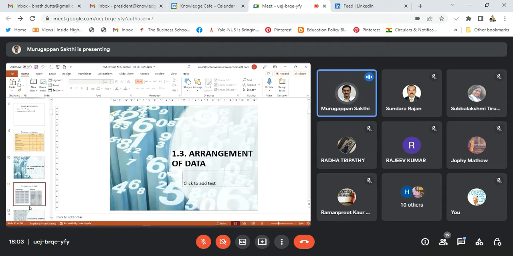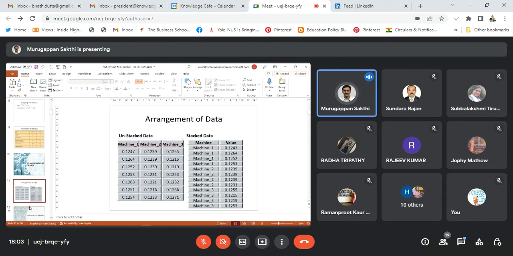Next, what we have covered is the arrangement of data: unstacked data and stacked data. Both arrangements are important, and predominantly we use stacked data for analysis purposes, and for presentation and report purposes we use unstacked data.